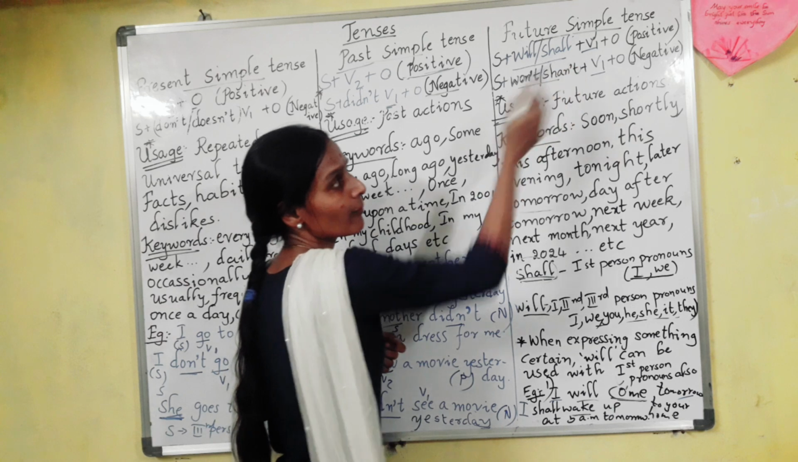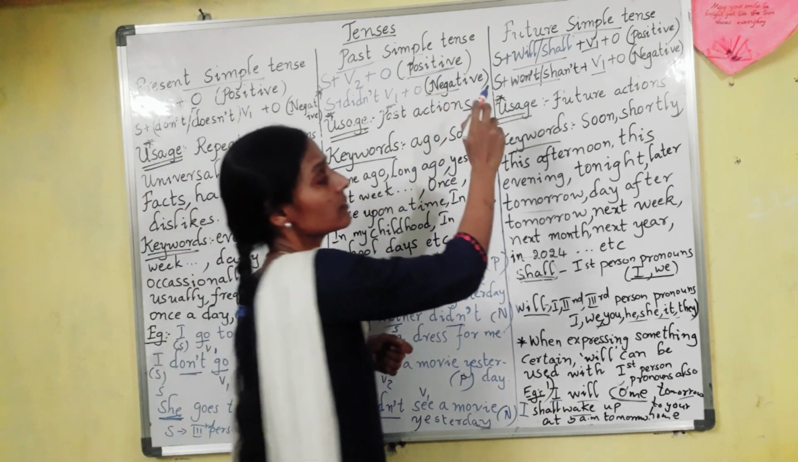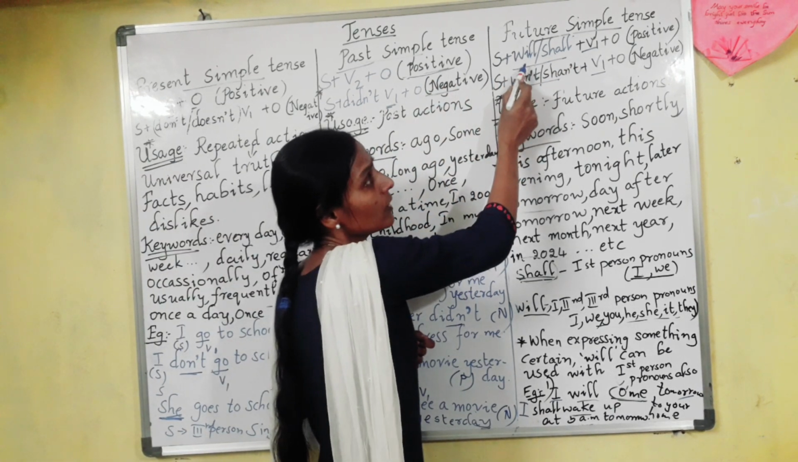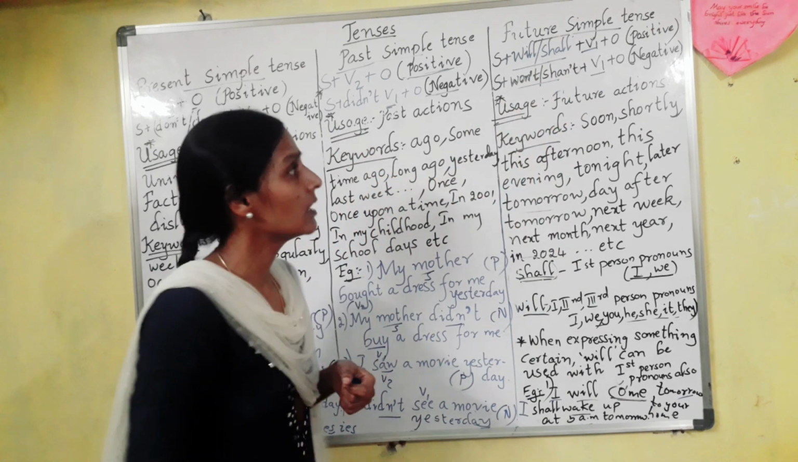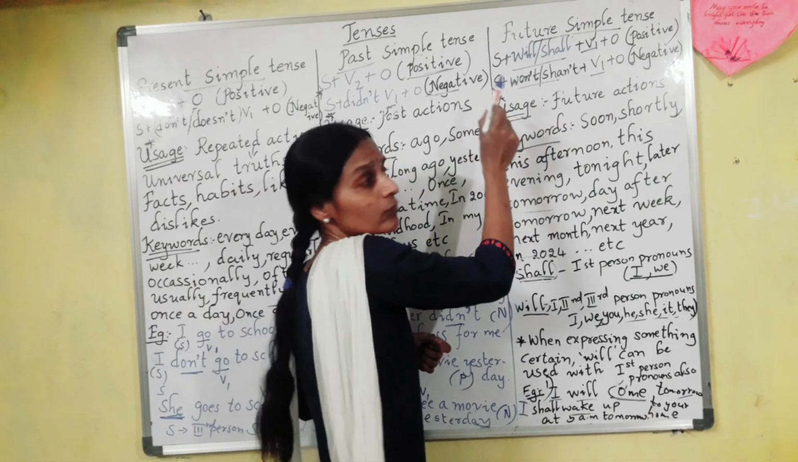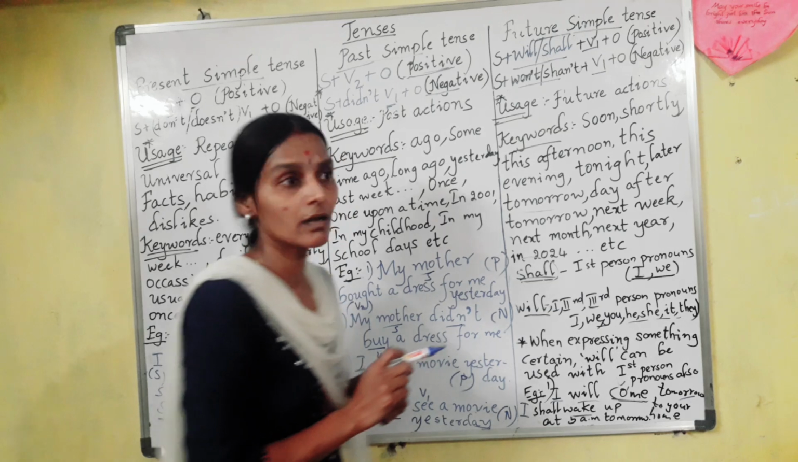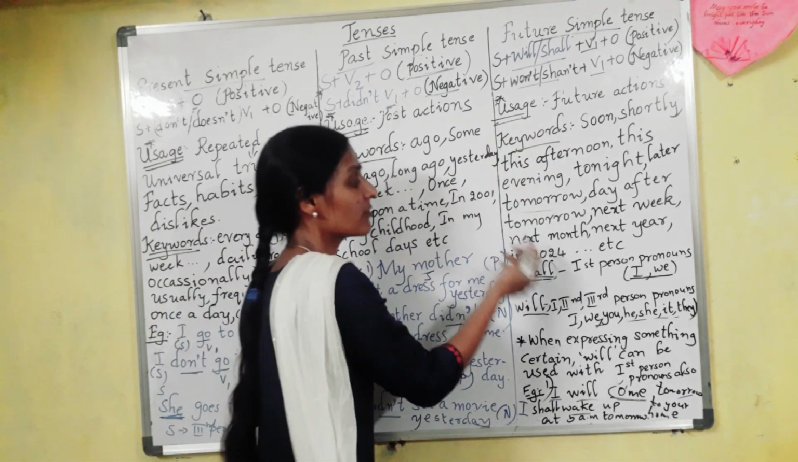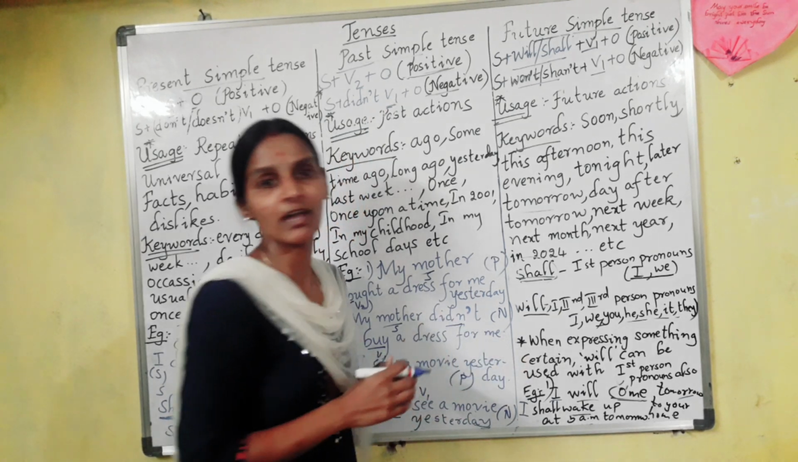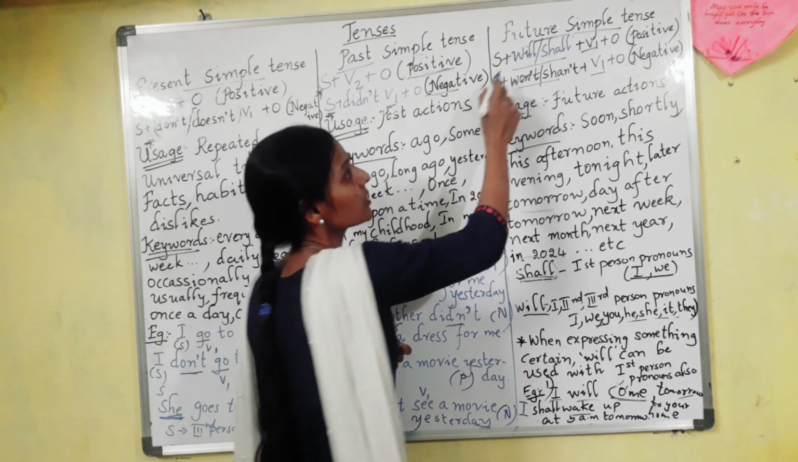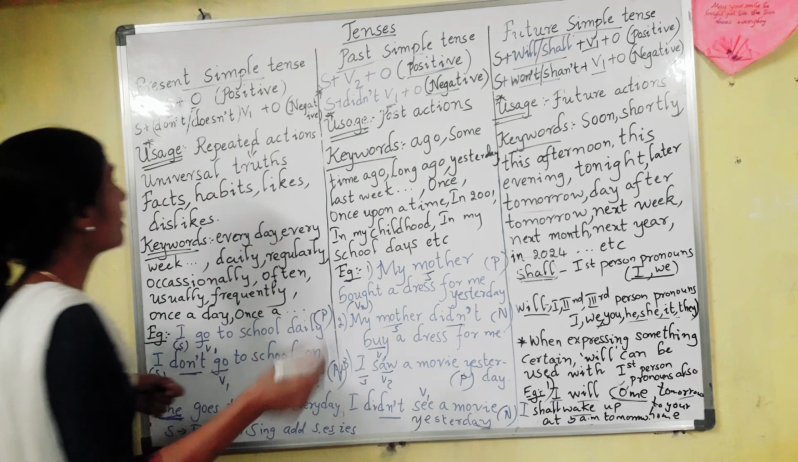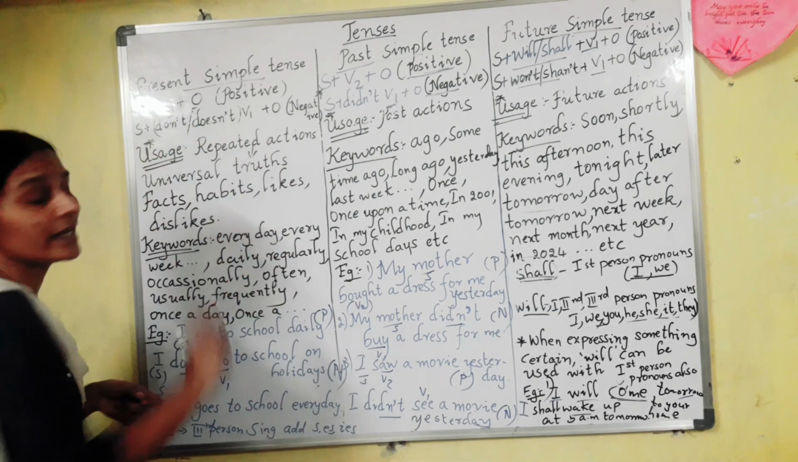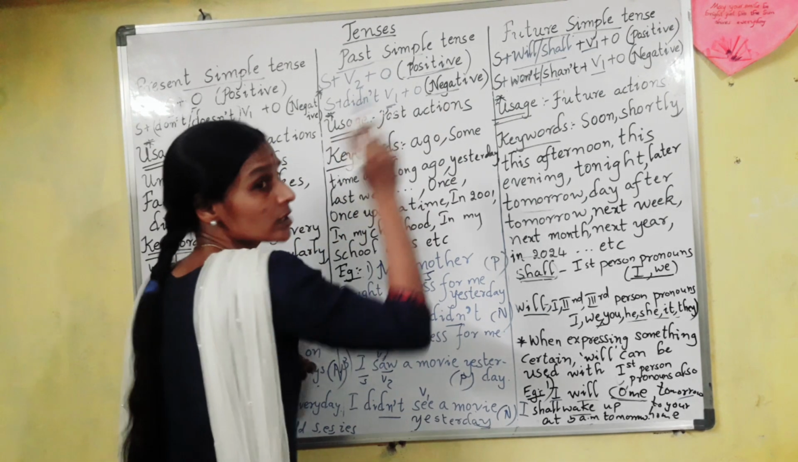The structure for a positive sentence in future simple tense is subject plus will or shall plus V1 plus object. For a negative sentence, subject plus won't or shan't plus V1 plus object. And this is used in future actions. Some keywords we have seen and some examples we have seen. This is about future simple tense. In today's class, we have discussed present simple tense, past simple tense, and future simple tense.